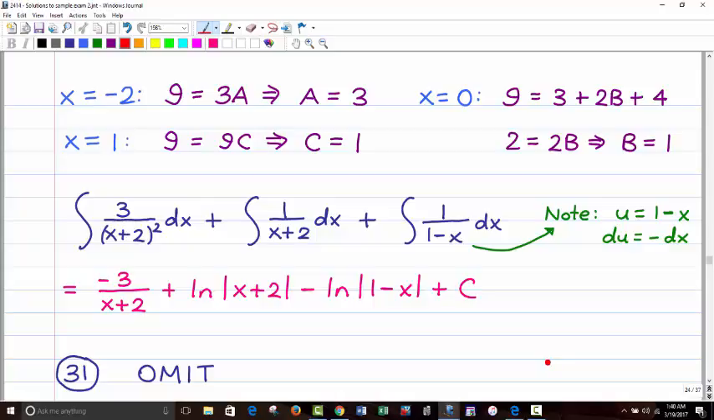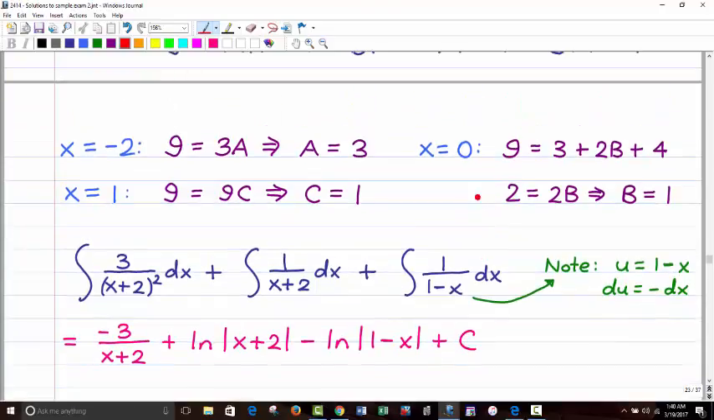So I have the integral of 3 over x plus 2 squared, 1 over x plus 2, and then 1 over 1 minus x. Now look at these last two first, okay? The middle one's straight up natural log. And 1 over 1 minus x gives you a negative here, so it makes it negative natural log of 1 minus x. And now the first one, be careful, that's not natural log. It's only natural log once to the first power on the bottom.